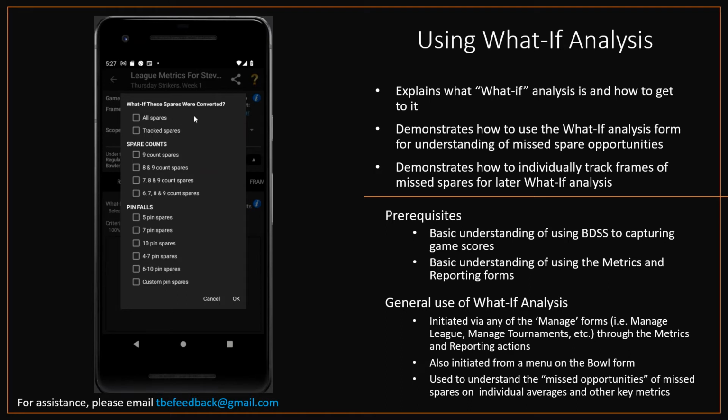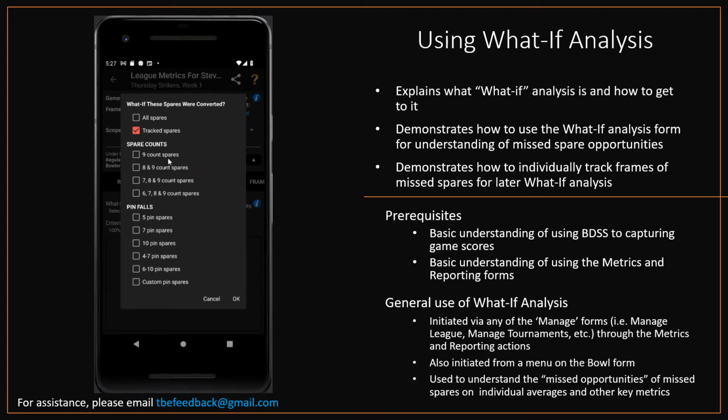Looking down the line, the most common choice will be all spares. This says, assume all missed spares were picked up. What would my average be? Next is track spares. I'll demonstrate this a little later, but essentially what this does is allow you to tag or track missed spares while scoring a game for later what-if analysis. If I select this option, only missed spares that I tagged for tracking will be assumed converted for analysis.